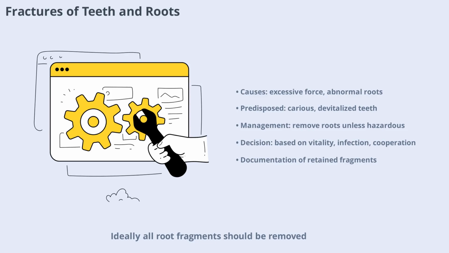Ideally, all root fragments should be removed unless their removal poses a hazard, such as proximity to the inferior alveolar nerve or antral floor. Management decisions depend on tooth vitality, root length, infection status, and patient cooperation. It's important to inform patients and document any retained fragments for future reference.